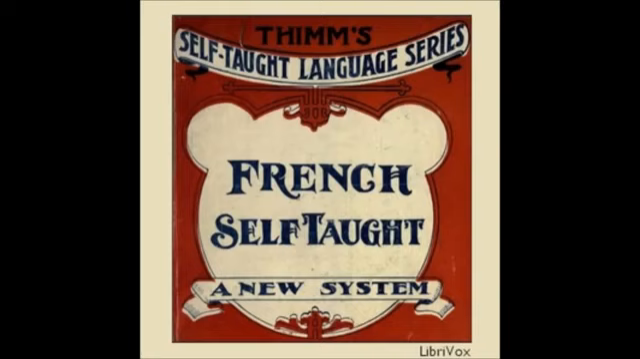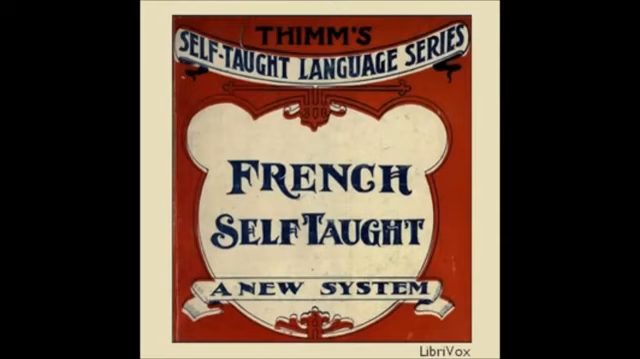Indicative mood, present, simple tenses, absolute. I sell. Je vends. Tu vends. Il vend. Nous vendons. Vous vendez. Ils vendent.